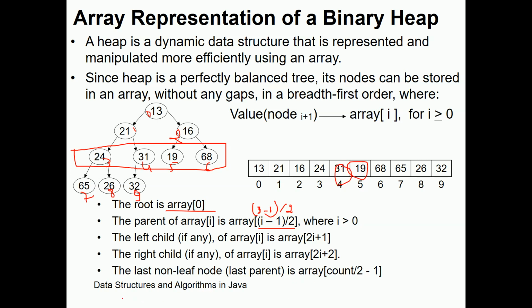So what is this? Well, this is the last parent, not the last index of the last row. This is not a parent, so the last parent was this one, 31. That we can find by just counting how many elements we have, divided by 2, subtract 1.